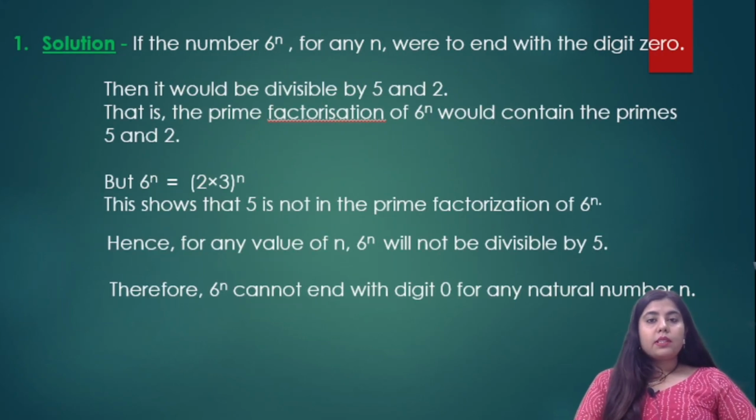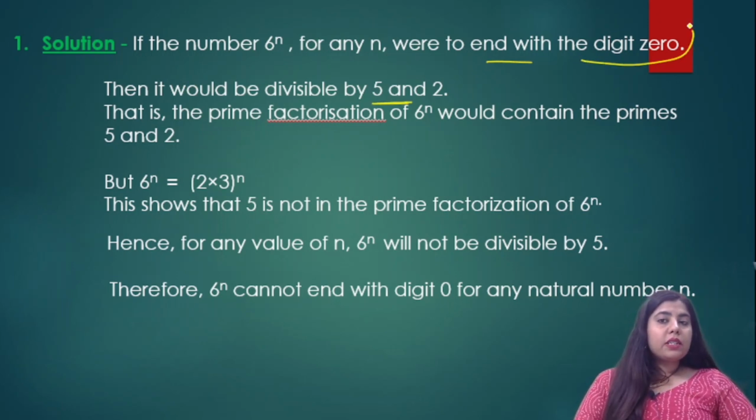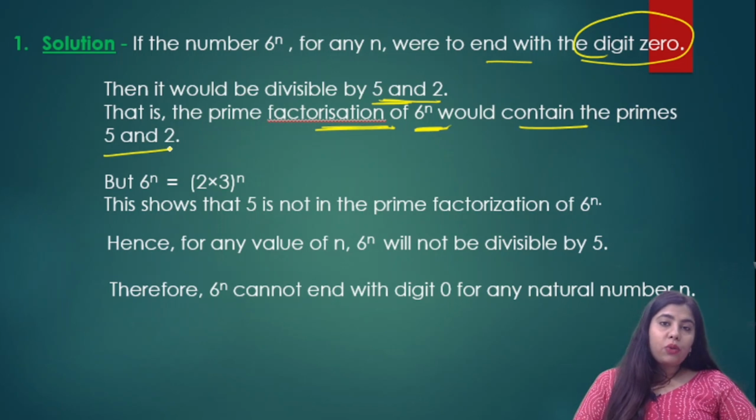Is it clear? Now see how we can write this in the solution. If the number 6 raised to the power n for any n were to end with digit 0, then it would be divisible by 5 and 2, right? If the unit digit must be 0, then it must have the factors 2 and 5, right? That is, what does it mean? The prime factorization of 6 raised to the power n would contain the primes 5 and 2, right?